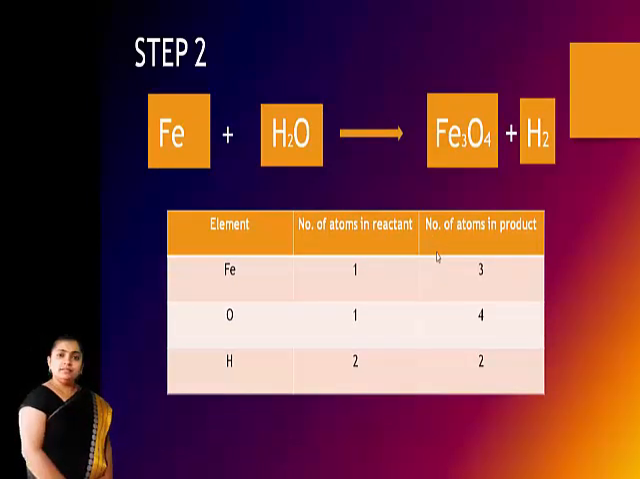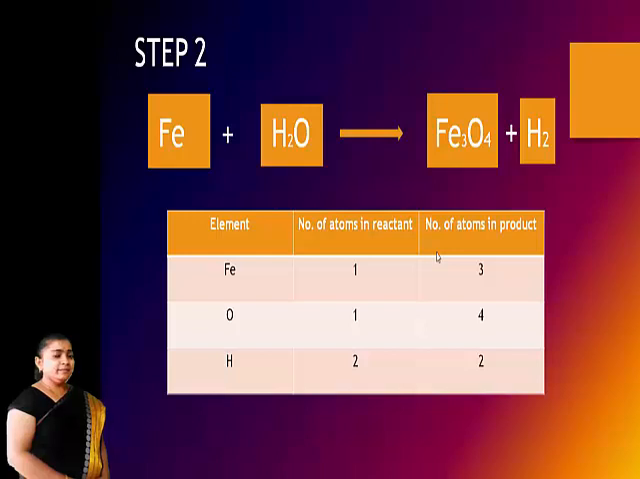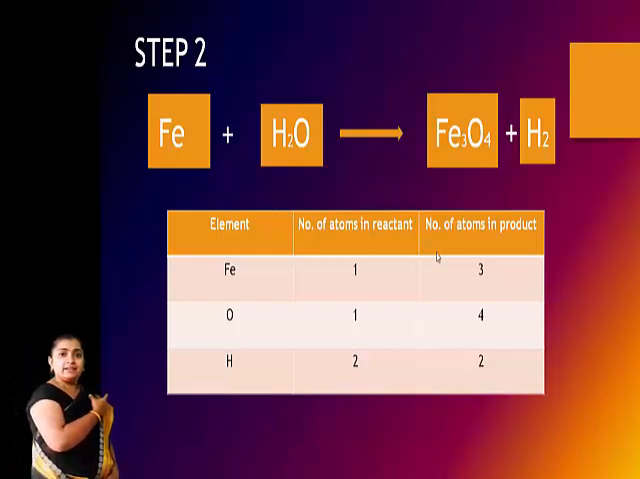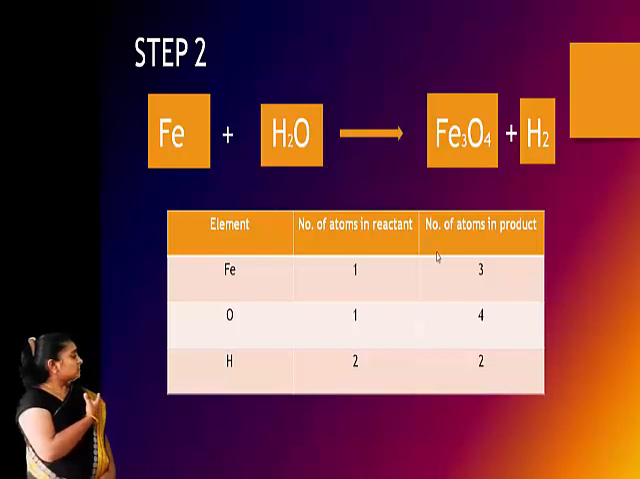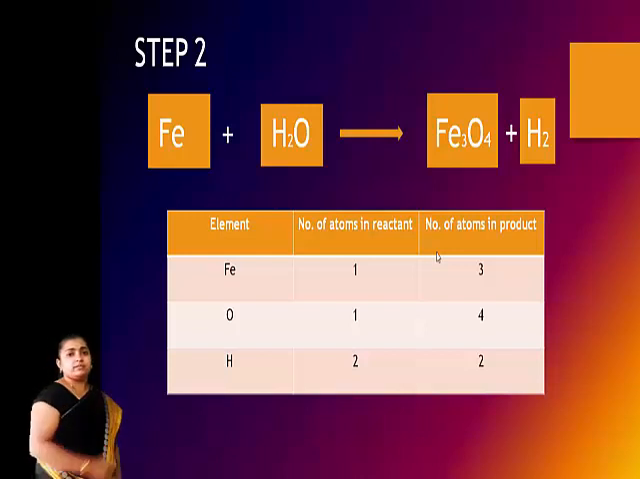So here we have 1 Fe in reactant and 3 Fe in product. Similarly, we have 2 hydrogen in reactant and 2 hydrogen in product, and 1 oxygen in reactant and 4 oxygen in product.